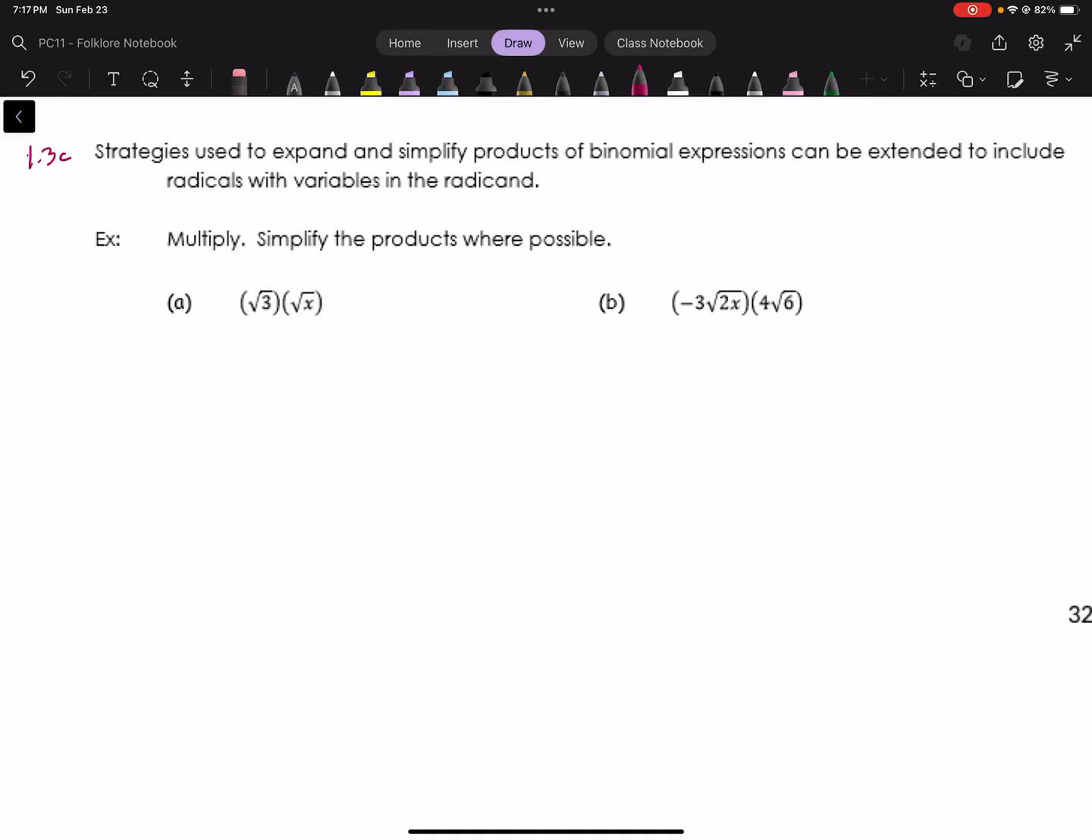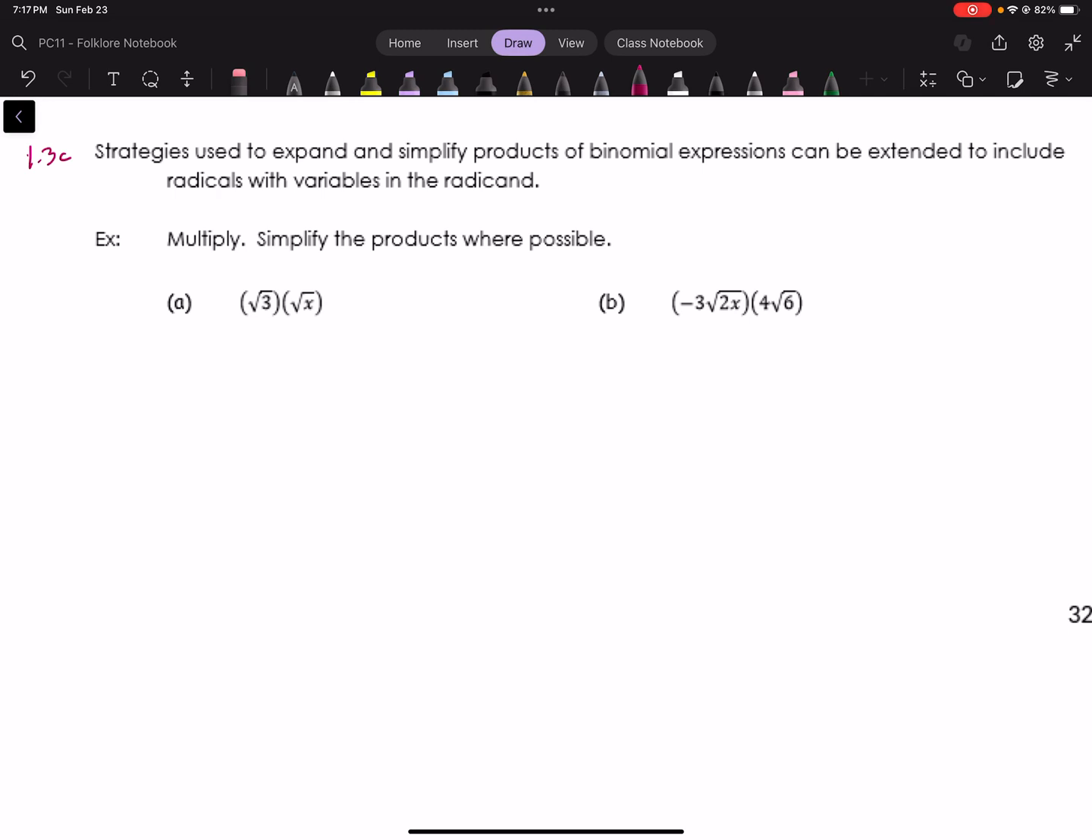Right, we're going to just be using the same strategy, but now we're going to include variables in the radicand. Simplify whenever possible. So we're going to be looking for prime factorization and having perfect square factors in the radicand.